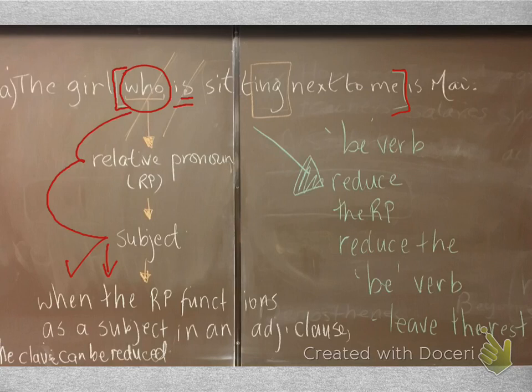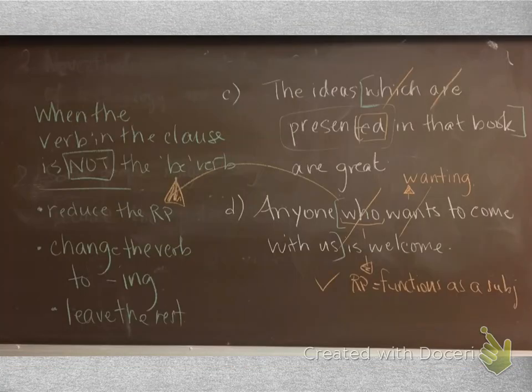The rules of reduction are here. So we take out the relative pronoun, we take out the be verb, and then we just leave the rest of it. And you're done.